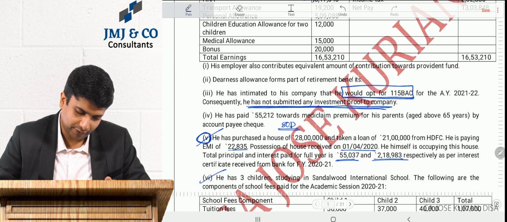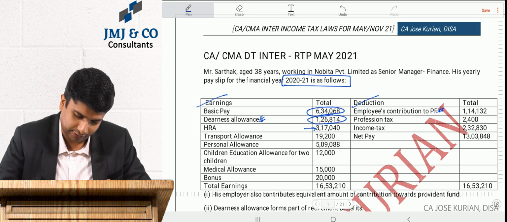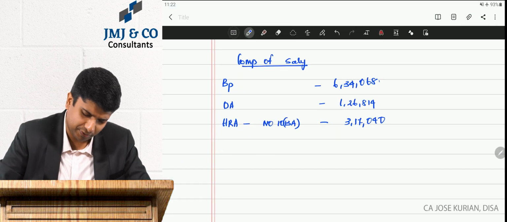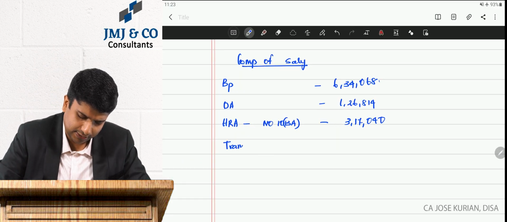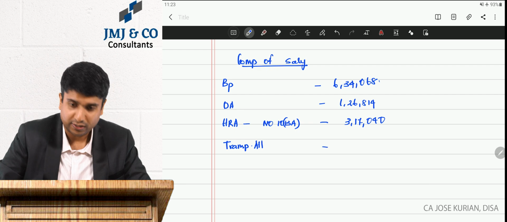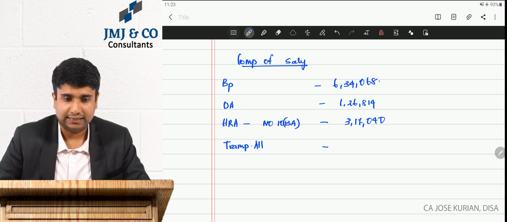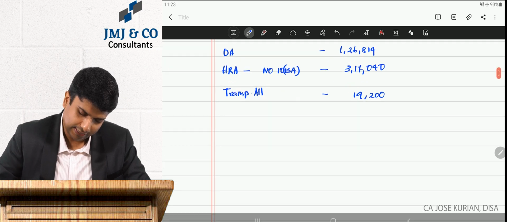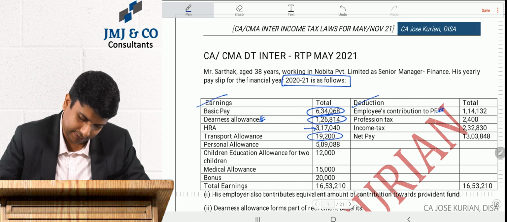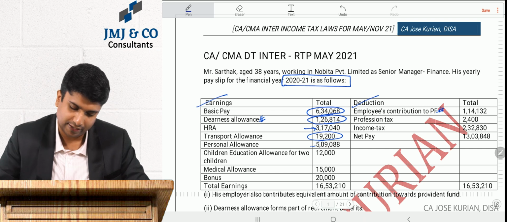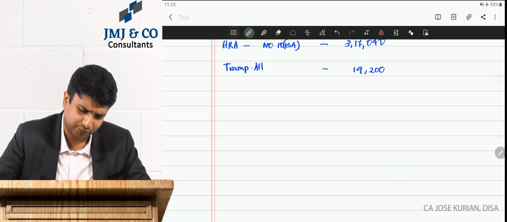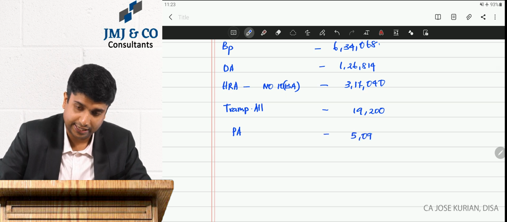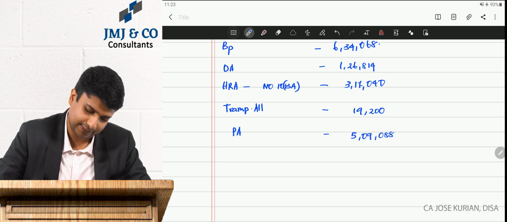Alright. So moving forward with the next item, that is transport allowance. That is 19,200. For transport allowance, there is no exemption in income tax. So transport allowance, and the amount is 19,200. Alright. Now what is the next item? Next item is personal allowance, that is 5,09,088. Personal allowance is fully taxable. I will write it as PA. So 5,09,088 is the personal allowance.